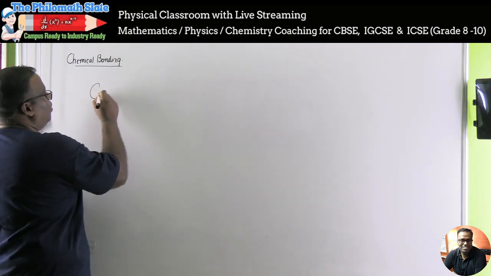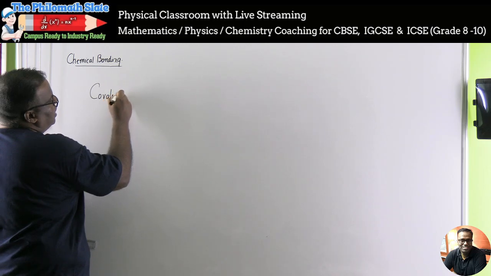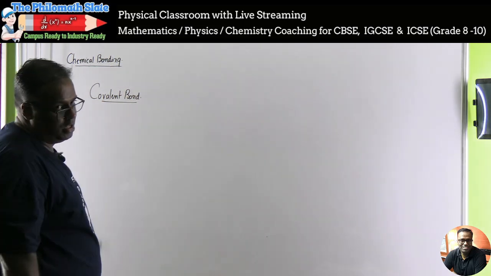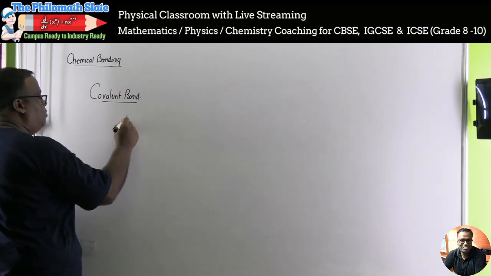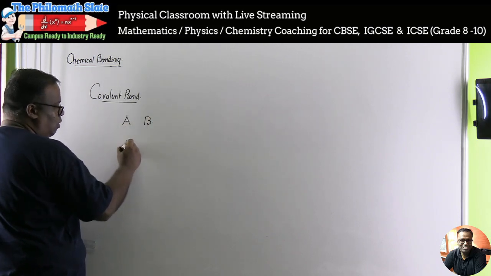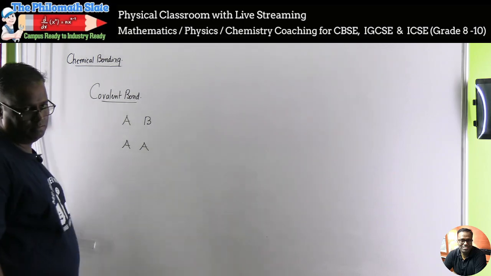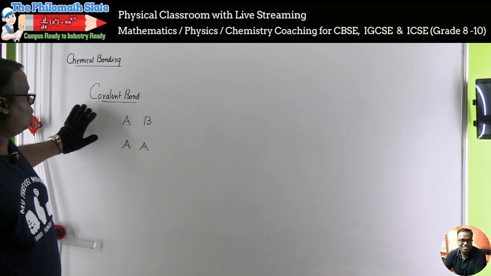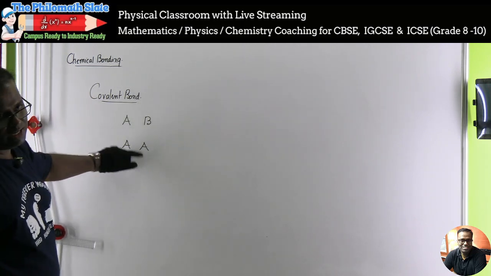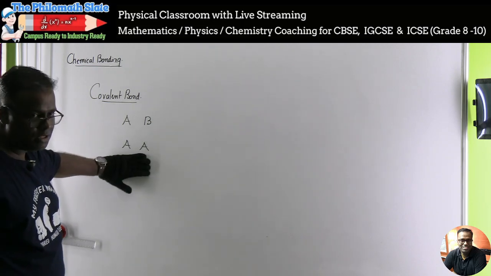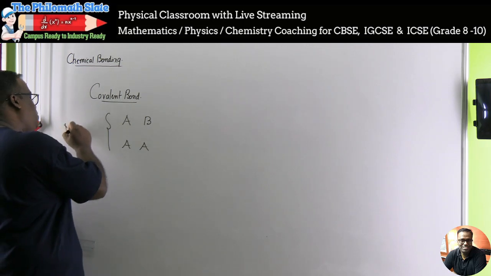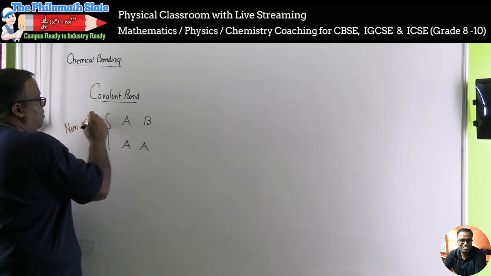Okay. Before going to the compound, we first try to understand what is a covalent bond. A covalent bond can be formed between an atom A and B, or it can also be formed between A and A, meaning similar atoms or dissimilar atoms. In either case, they have to be from the non-metal family.